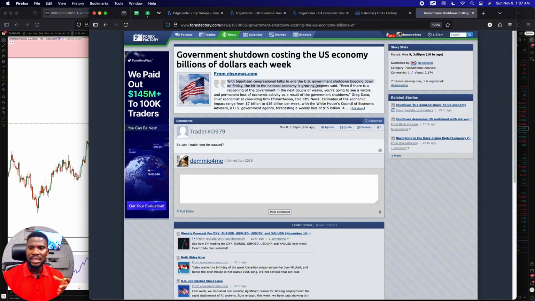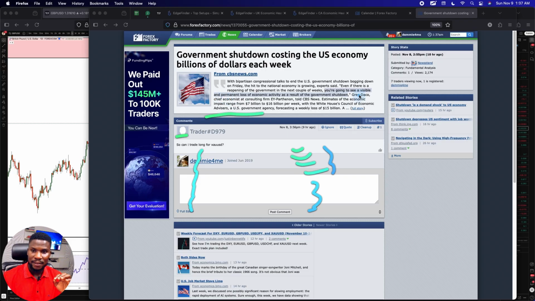Experts said even if there is a reopening of the government in the next couple of weeks, you're going to see a visible and permanent loss of economic activities as a result of the government shutdown. Okay, you have to take note of that. Visible, like it will be obvious, and permanent loss of economic activities as a result of the shutdown.